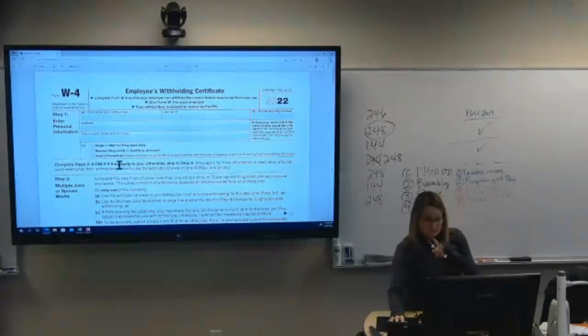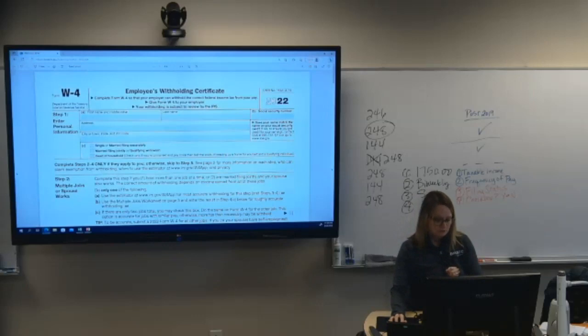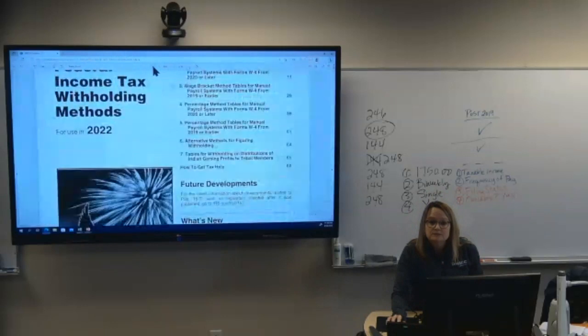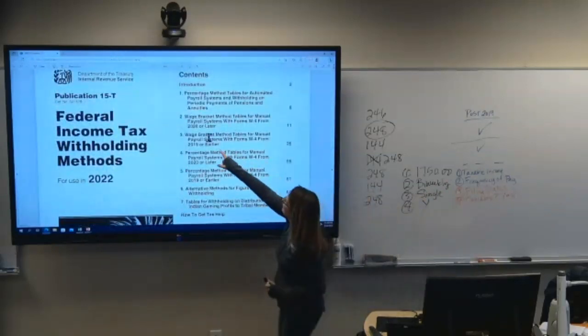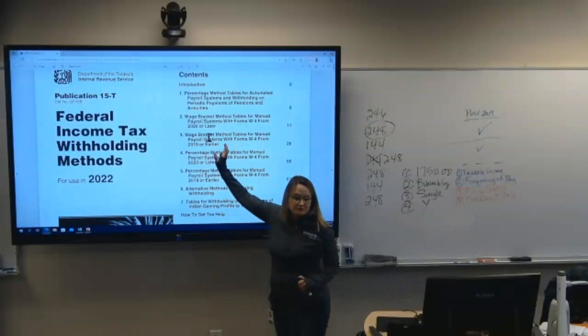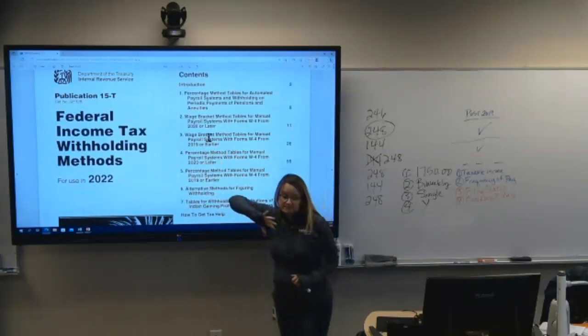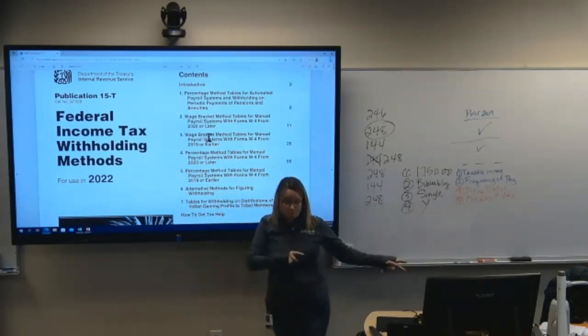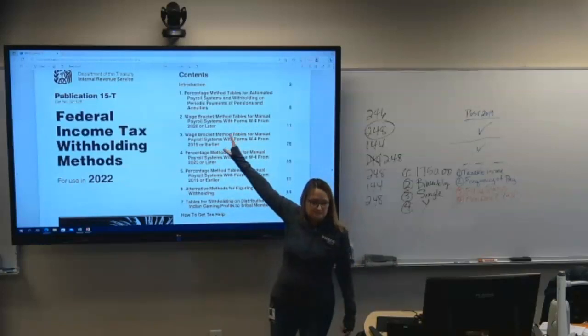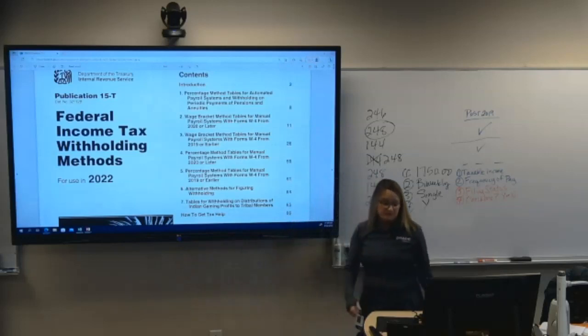You'll see in that publication, it has both methods. You've got access to both. We've got wage bracket, 2020 or later, and wage bracket, 2019 or earlier. So whichever W-4 you're using, you're always going to use the same publication, but the W-4 is going to determine which chapter in here you access. It can be very confusing.